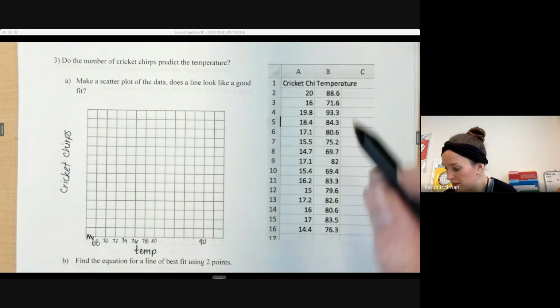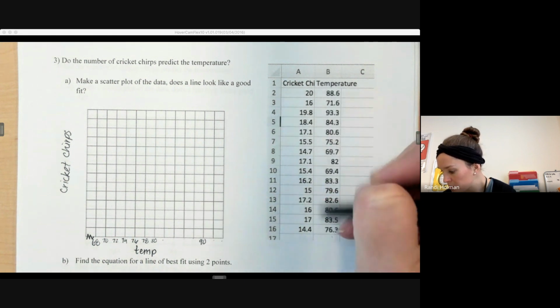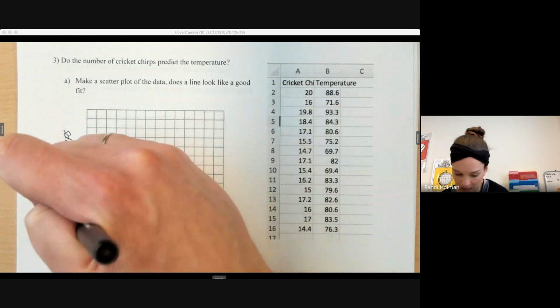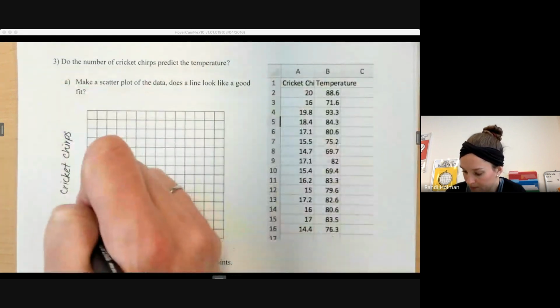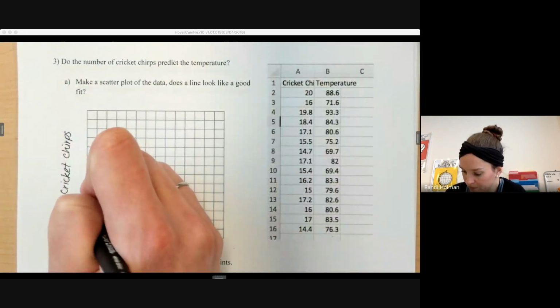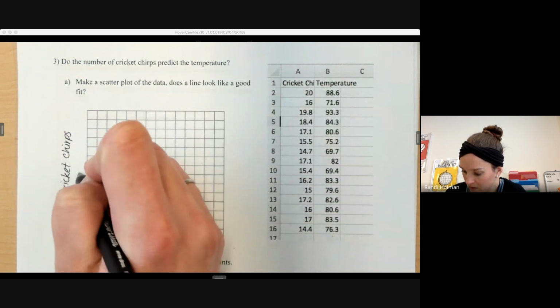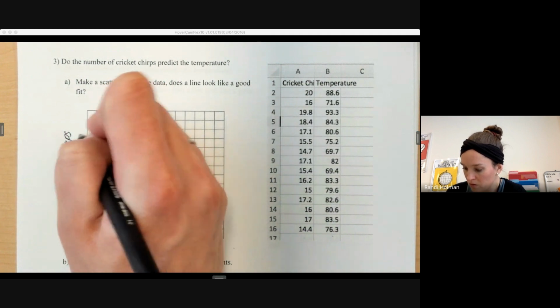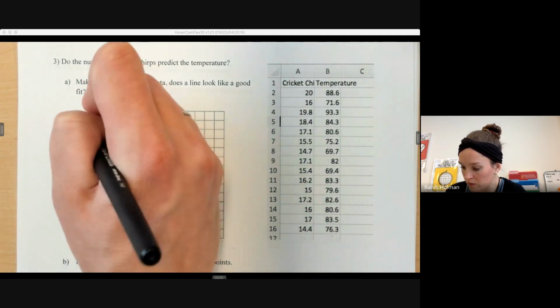And so if we want to look at our cricket chirps here, you can see they're all in like the teens. So again, I'm going to skip up to 10 and then just go up by 1 for my cricket chirps. 21, 22, 23.